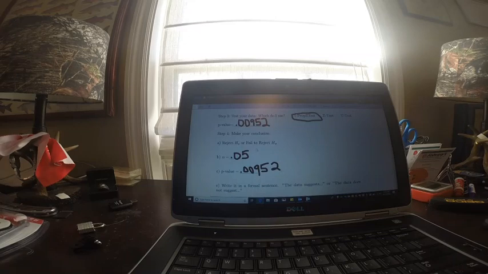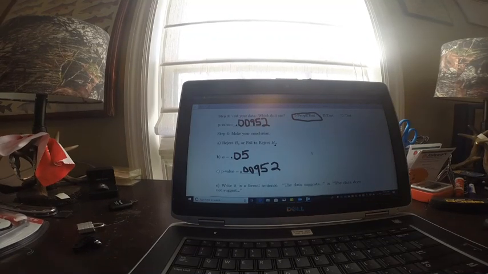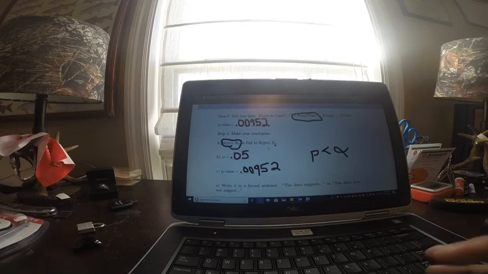Alright, so we've got to decide whether we're going to reject the null hypothesis or fail to reject the null hypothesis. Here we've got P, which is 0.00952. What is its relationship to alpha? Here P is less than alpha. Since P is less than alpha, we are going to reject the null hypothesis. So the decision we would make would be to reject the null hypothesis.